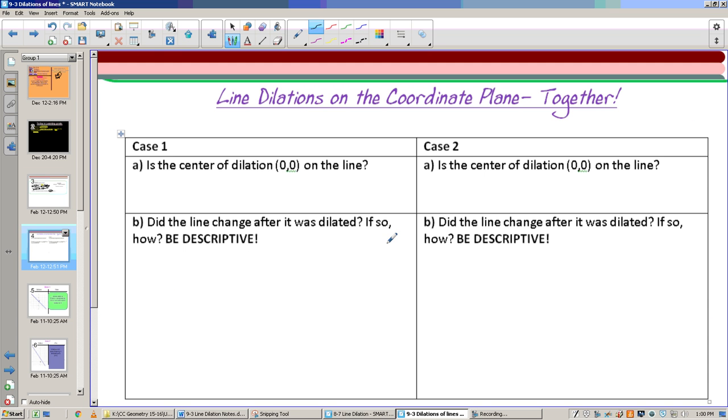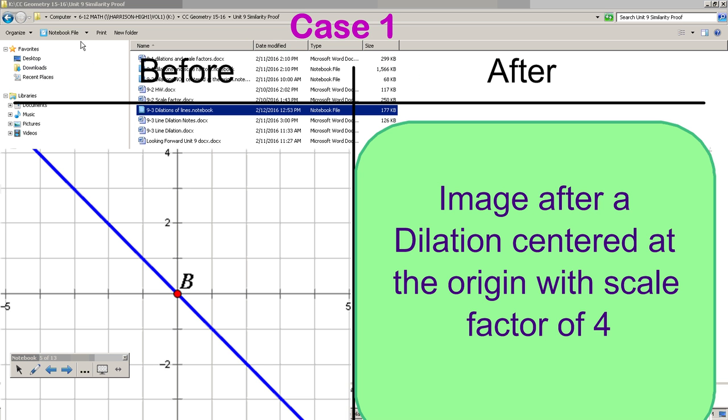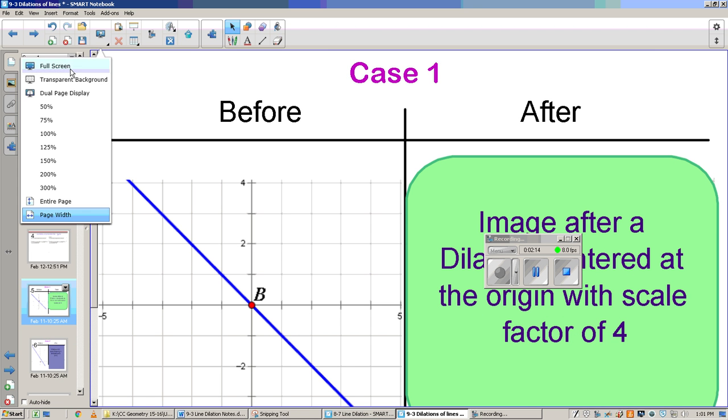Okay, all right, so now what I want to do is look at two cases. I want everybody to take a look at this. This is the first case. A couple of things before we discuss what we're going to do here. Let me make this bigger so we can see it.